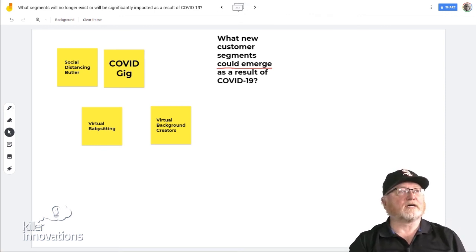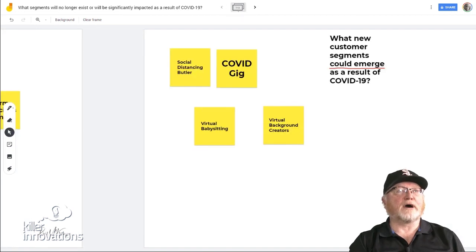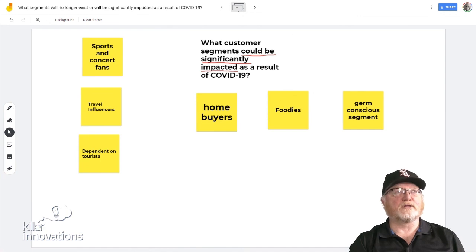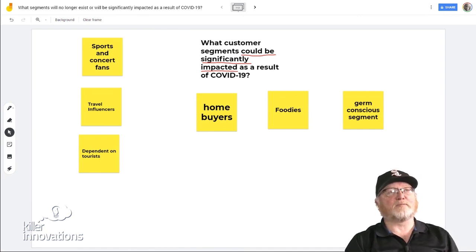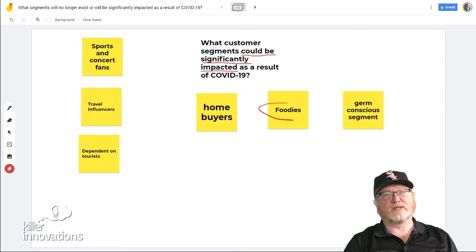If you look up here at the top, you'll see where it shows you 2 of 2 different boards. So we'll pop back to one. The first one, this is the one we came up with: what customer segments could significantly be impacted as a result of COVID-19? Sports and concerts, travel influencers, those dependent on tourists, home buyers, foodies. I think people are eating more at home. And then I think the whole germ conscious segment is definitely going to emerge.